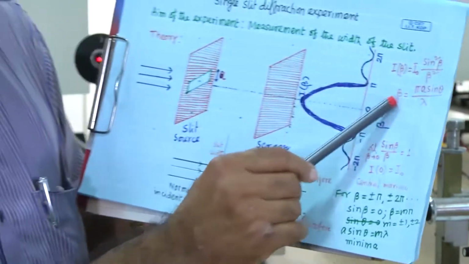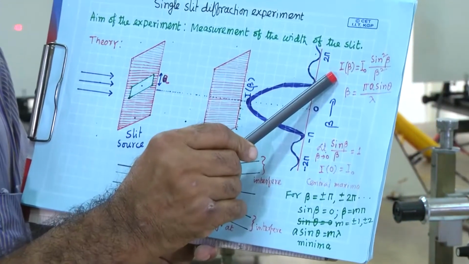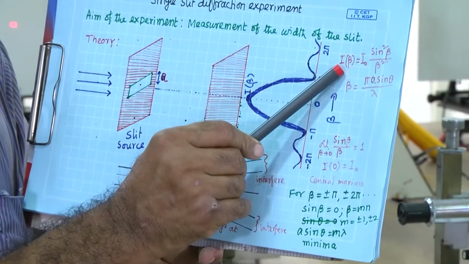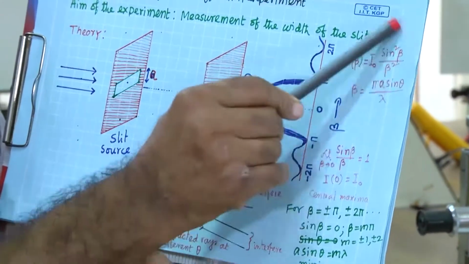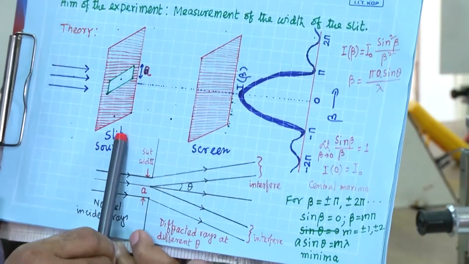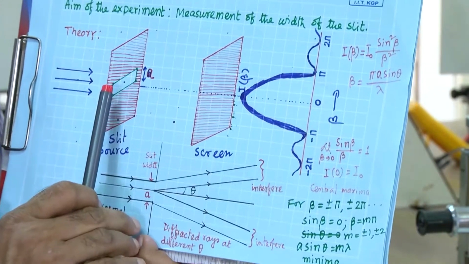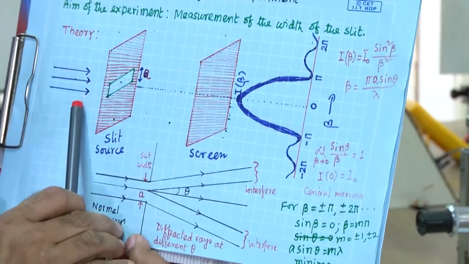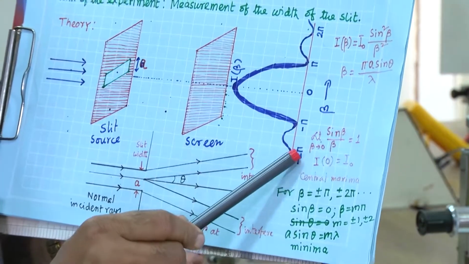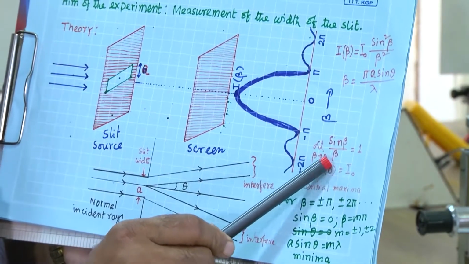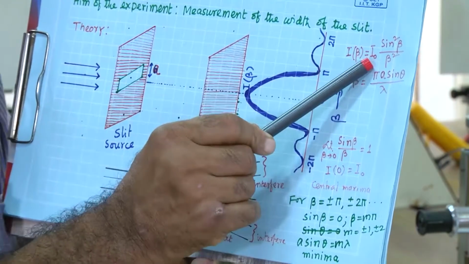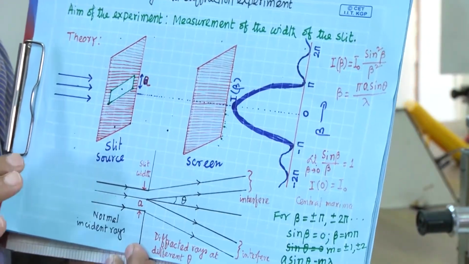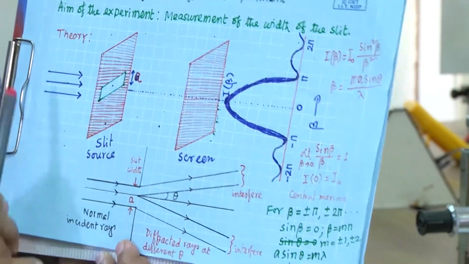So, now when will the intensity be maximum, and when will the intensity be minimum? From here you can find out. So, if beta equal to 0, sin beta by beta whole square, if you take the limit beta tends to 0, then it is 1. So, the intensity will be I0, the maximum intensity, when beta equal to 0.